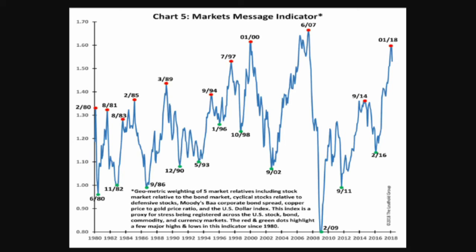And what's also important is that even though we've had a lot of chaos here in early 2018, the measure has barely dropped. So we're still at relatively high levels. So the question becomes, what's next?